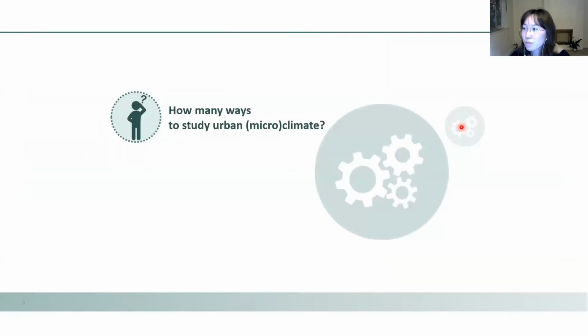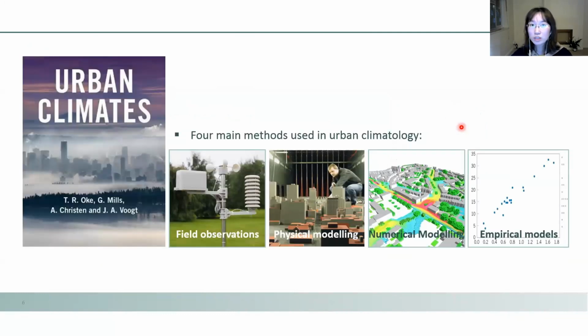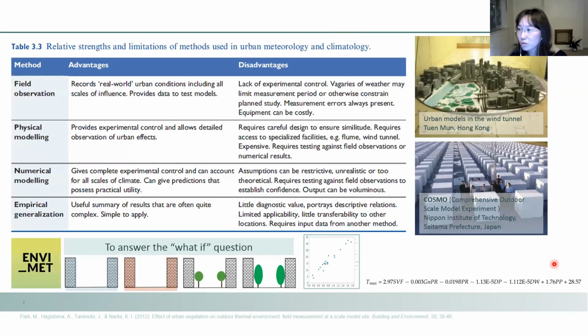In terms of the microclimate, have you thought about how many ways we can use to study the urban microclimate? So for this question, actually Oke has answered in his book, Urban Climate. He has summarized the 4 common approaches in the urban climatology, that is the field observations, physical modeling, numerical modeling, and empirical models. So now let's talk about it one by one.